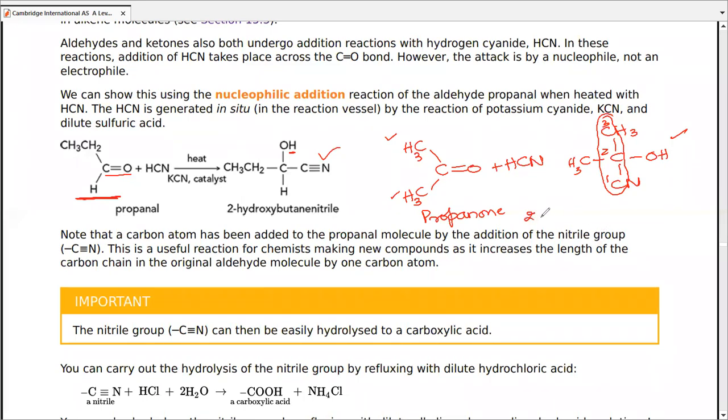Okay. So this is going to be 2-methyl, 2-hydroxy, and propane nitrile. That's how I would name it.